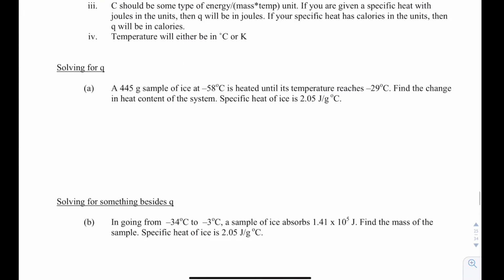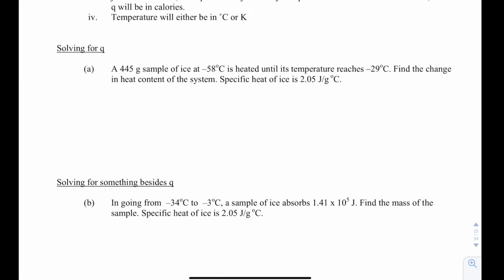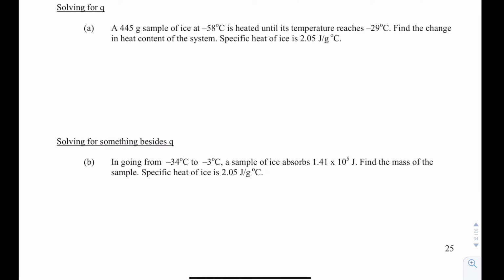Okay, so I have some steps here. You're welcome to read through them, but I'm going to go ahead and just get started. So the first type of question we have is solving for Q. So here we have a 445 gram sample of ice, and it's at negative 58 degrees Celsius, and it's heated, okay, that's an important thing, until its temperature reaches negative 29 degrees Celsius. We want to find the change in heat of our system. The specific heat of ice is 2.05 joules per gram degree Celsius.